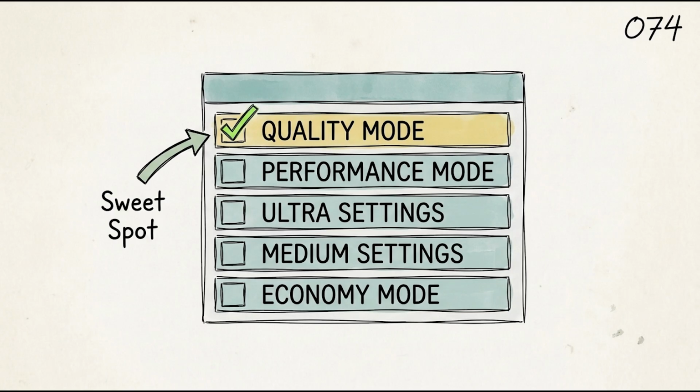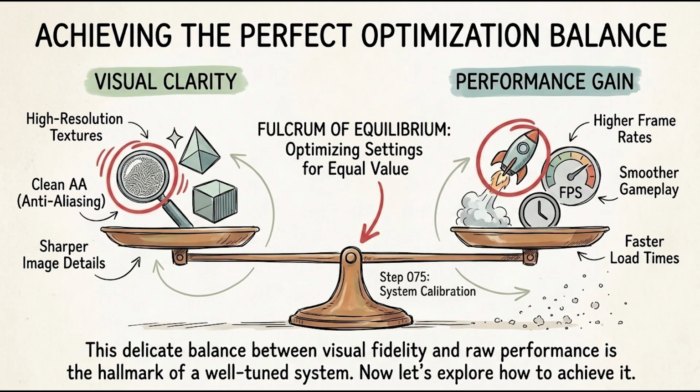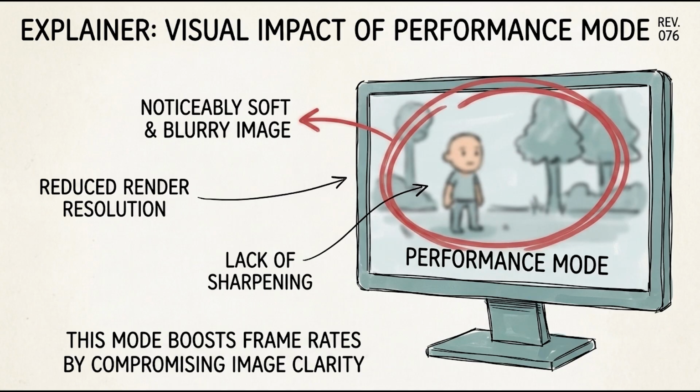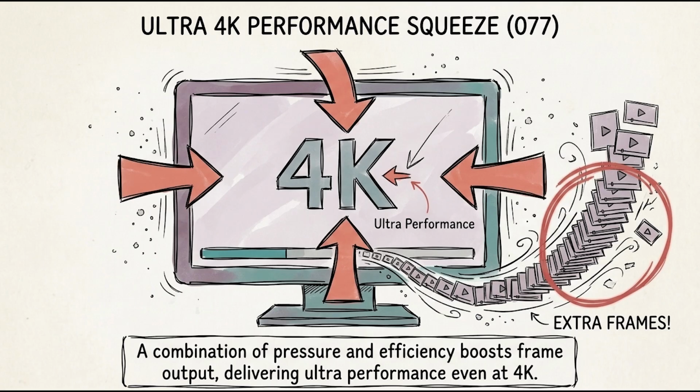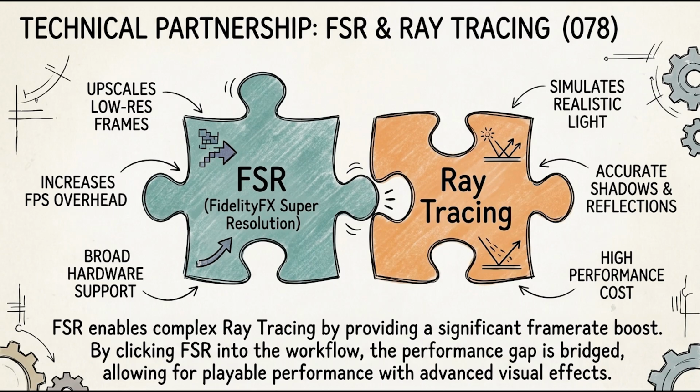For choosing the right preset, quality mode is the sweet spot for most people. It gives the best balance of visual clarity and performance gain. Performance mode pushes the upscaling harder, and you will start noticing some softness. Ultra performance is reserved for 4K displays where you desperately need every frame you can squeeze out. FSR pairs especially well with ray tracing, since that's where the performance headroom really pays off.